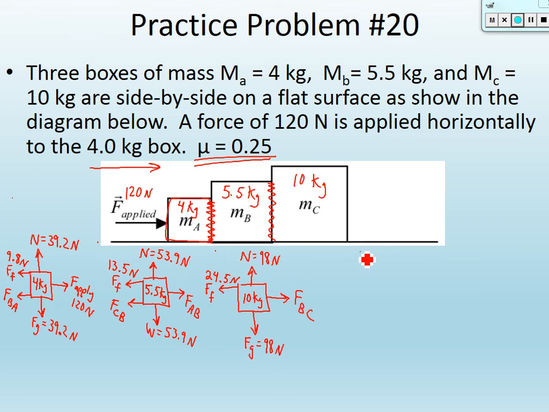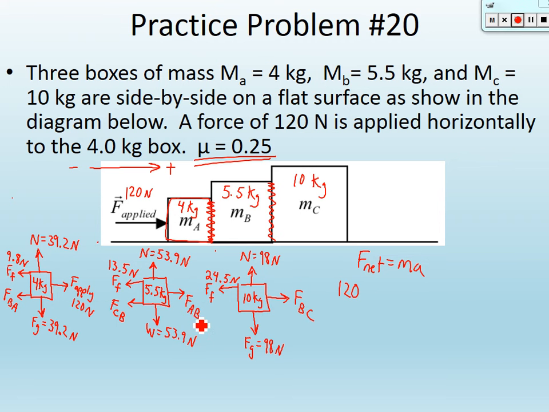Whenever you see the word acceleration, you think force net is equal to ma. I'm going to call everything to the right positive, and everything going to the left negative. So when you look at our forces, everything to the right is positive and everything to the left is negative. I've got a positive force here of 120 newtons, so I'm going to put that in for the net force, 120.